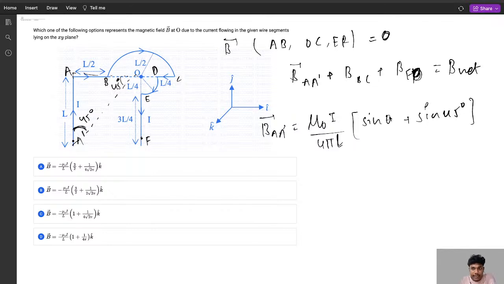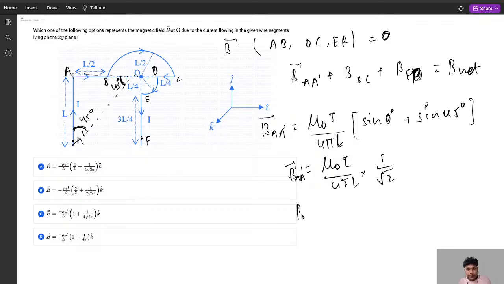To understand how I calculate this: the angles made by the points at the two ends of the wire, right? One is 0 degree and the other one is 45 degree, right? This one is 45 degree and this one is 0 degree. From here we get mu naught I upon 4 pi L into 1 upon root 2. So it is B due to A A dash, right?